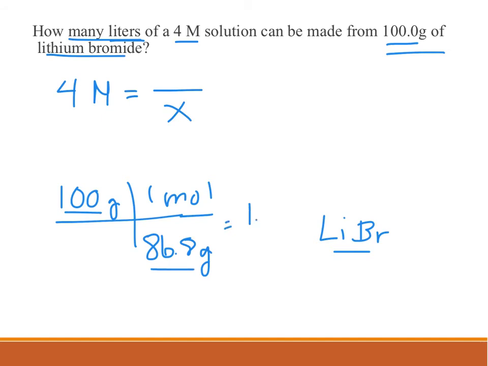And so we put that in, and in this case we're going to divide 100 by 86.8, so that's going to give us 1.15 moles present in our 100 grams of lithium bromide. We plug in our 1.15 moles over here, and now we can solve for X. We can figure out our liters.